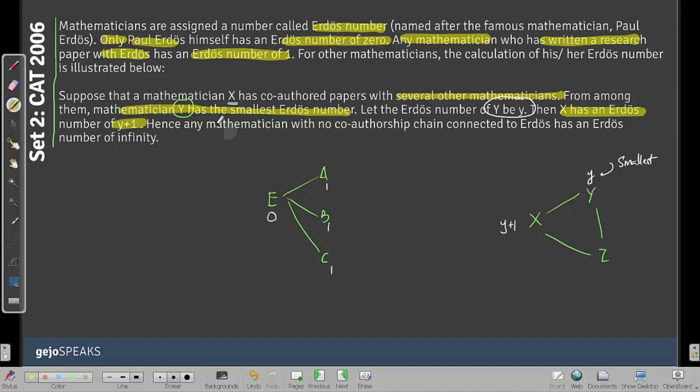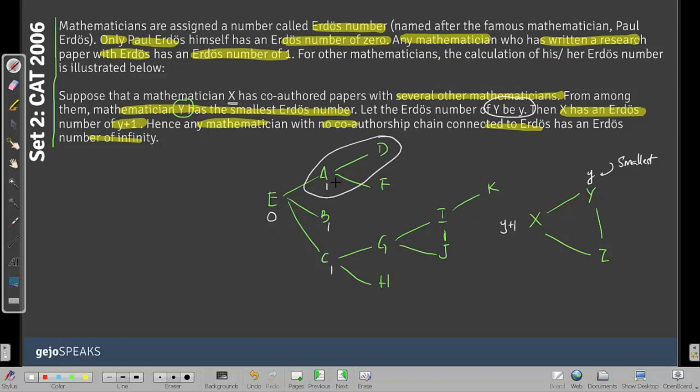And then any mathematician with no co-authorship chain connected to Erdos has an Erdos number of infinity. So it's about how close you are to Erdos. One way to understand this whole thing is, let's say there is D, F, and let's say G, H co-authored, and then G co-authored a paper with I and J. Let's say that happened, and I co-authored a paper with, let's say, K, something like that. So what is essentially happening is that among these two, the lowest is 1.